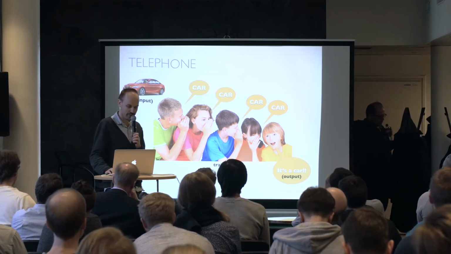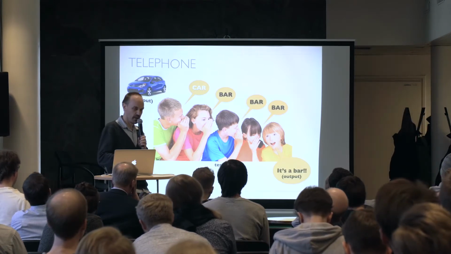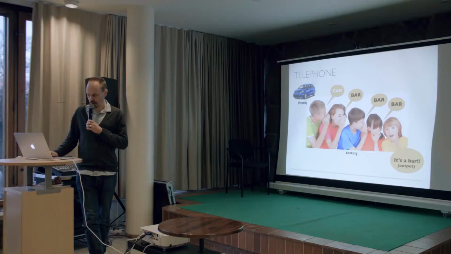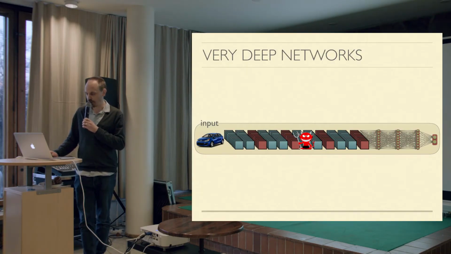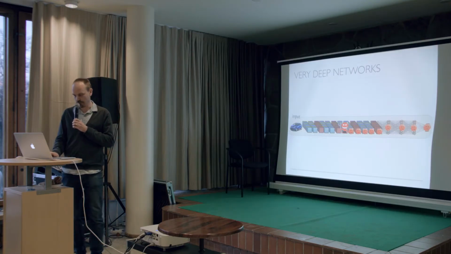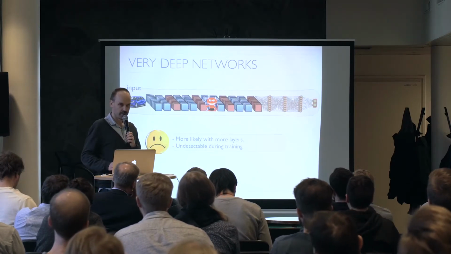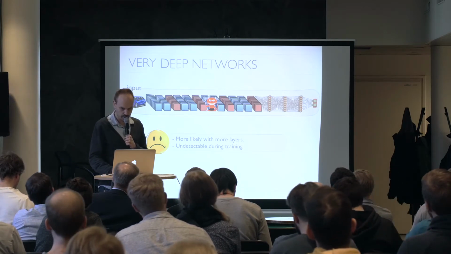But then when in the test set we see a different car, when one layer makes a mistake, then all the layers after that make a mistake as well. So if one of the layers goes wrong, then all of the layers after that won't help, because they get a bad input, and then they'll have a bad output as well. This is more likely to happen when there are more layers, and unfortunately it's undetectable during training, so we need to figure out a way to work around that.